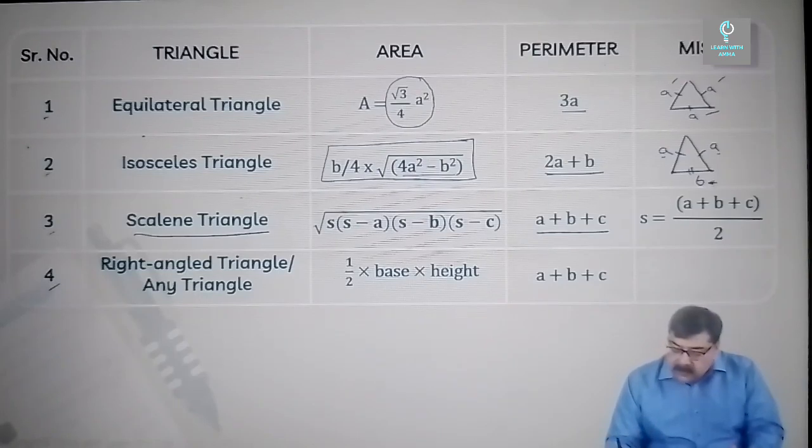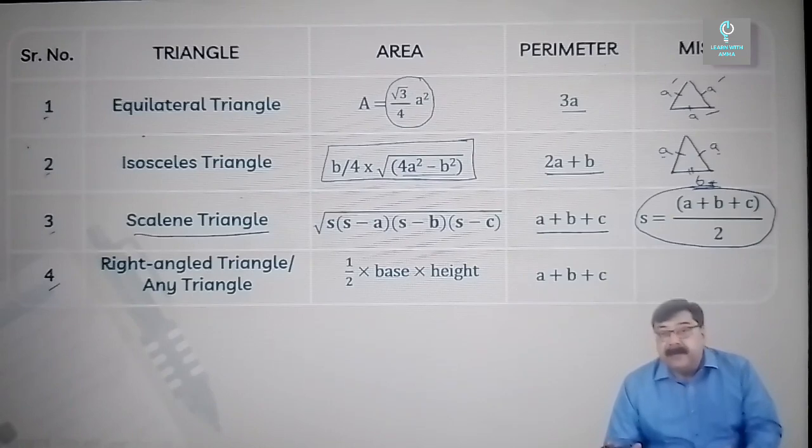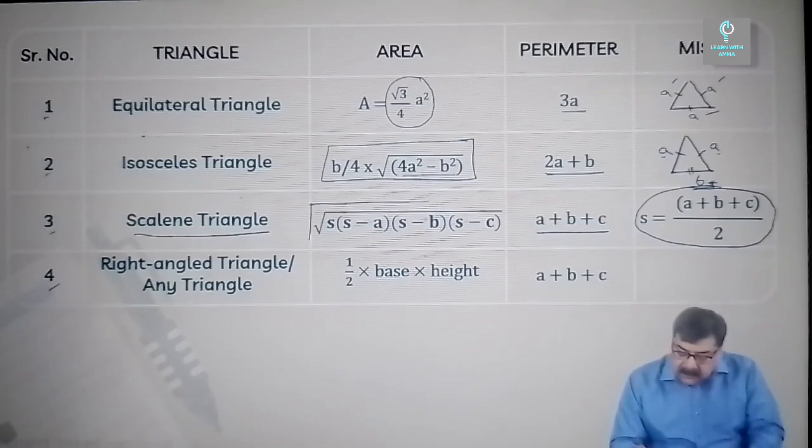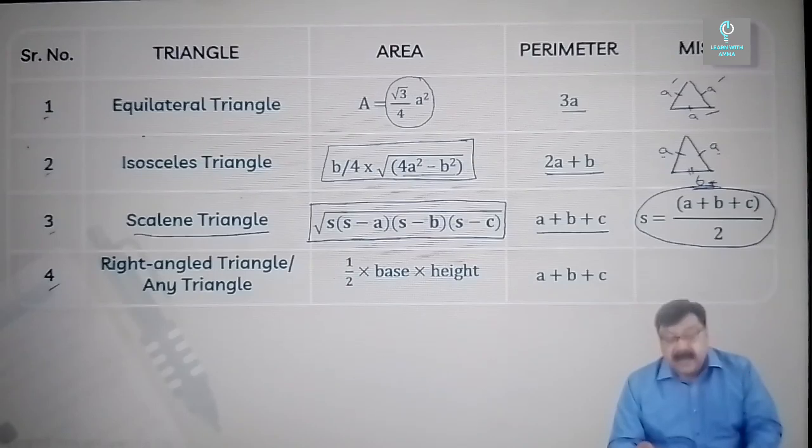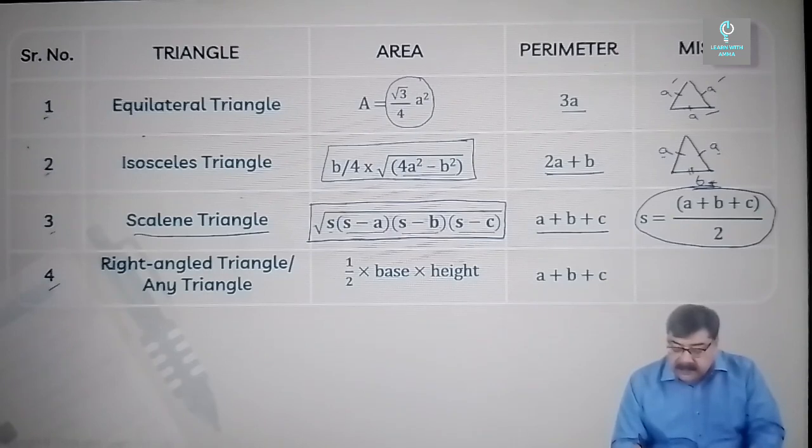Now, we know that we can find the semi-perimeter by taking half of the perimeter, that is A plus B plus C divided by 2. While finding out the area, kindly know that the area of a scalene triangle is given by the square root of s into s minus a into s minus b into s minus c, whole under root.